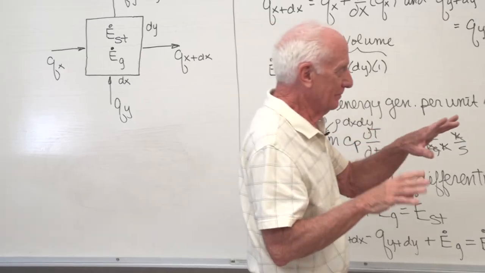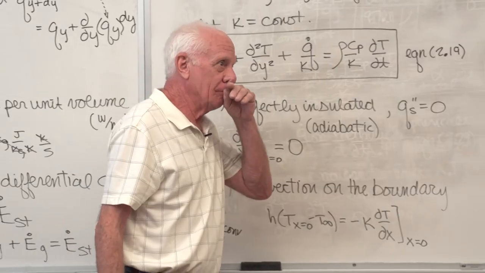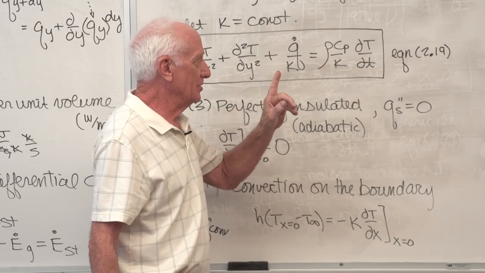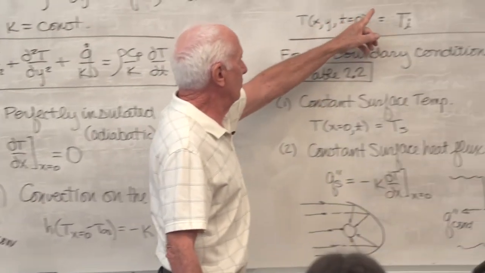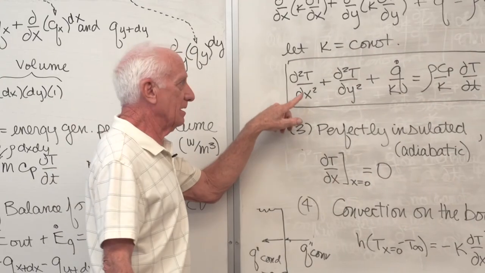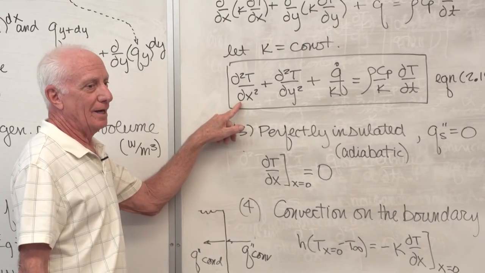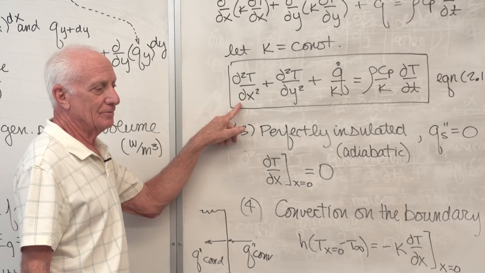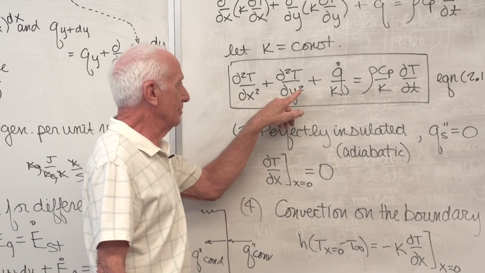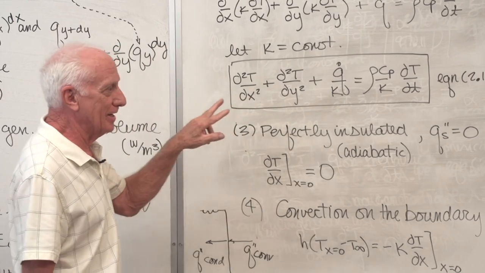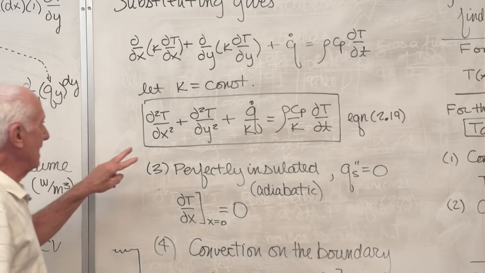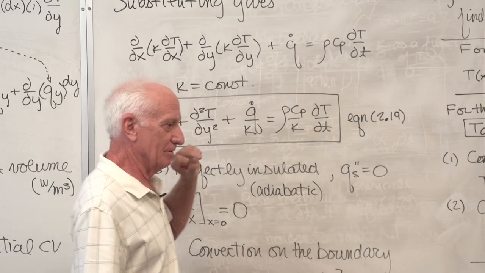To solve this, what do I need? Okay, here's what I need. That's the first partial. I need one condition with time. Okay. I need one initial condition. Okay, great. Second partial with respect to X. Ooh, I need two boundary conditions with X in them. Y. Ooh, second partial. I need two boundary conditions with Y. So what do I need to solve this problem? I need four boundary conditions and one initial condition.